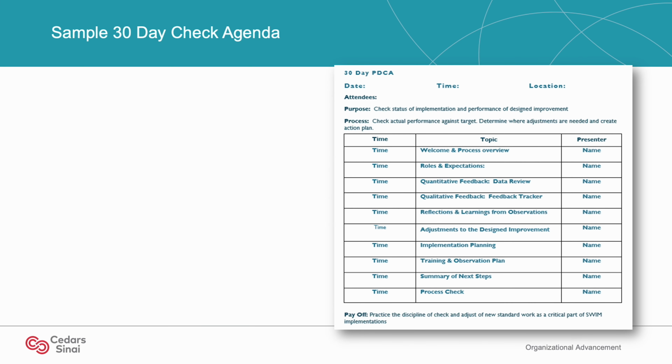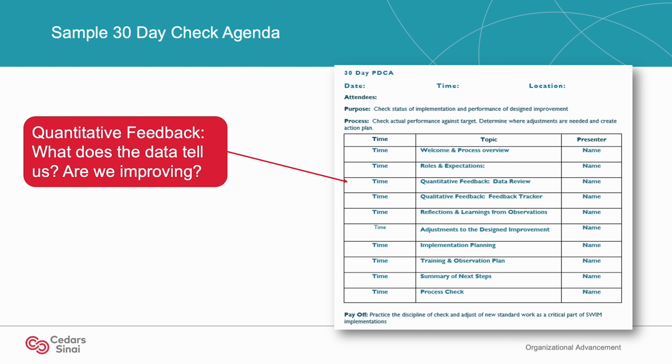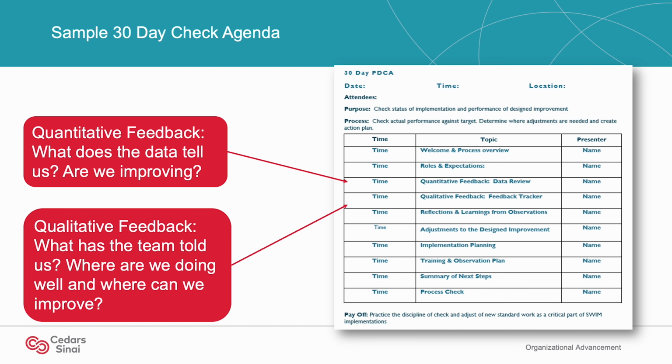Here is a sample of a 30-day check agenda. This agenda structure allows the meeting participants to go over quantitative and qualitative feedback, have an opportunity to discuss any reflections or learnings, make any adjustments to the designed improvement, create a new implementation plan based on the adjustments, and then create a training plan and observation plan. And finally, summarize the next steps and adjourn. Be sure to plan the agenda with your leader and feel free to make use of this template to guide the planning for your meeting.